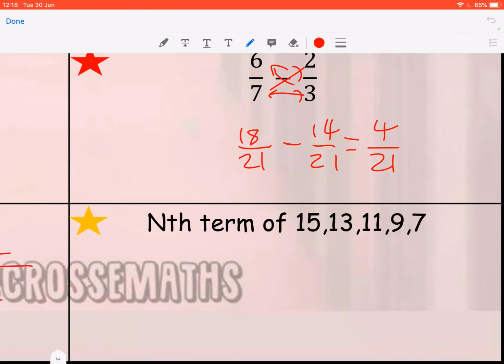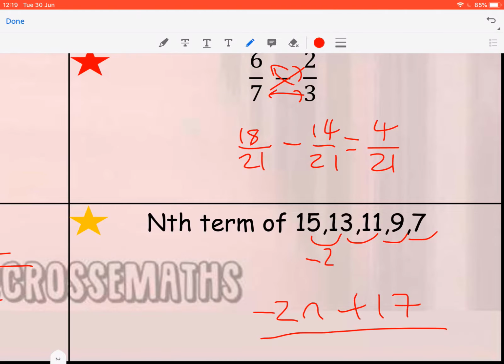Right, so nth term, okay, you want to look at the jumps first. This is going down in 2 each time, so it's going to be minus 2n, and then whatever comes before the first number goes after the n. Before my 15 is positive 17, so my nth term formula is minus 2n plus 17.